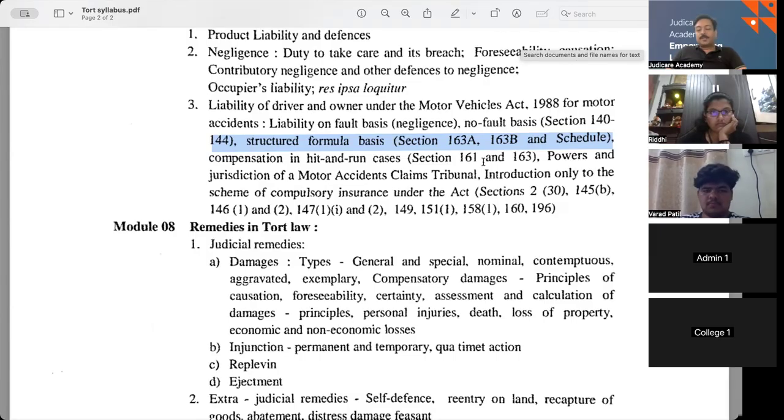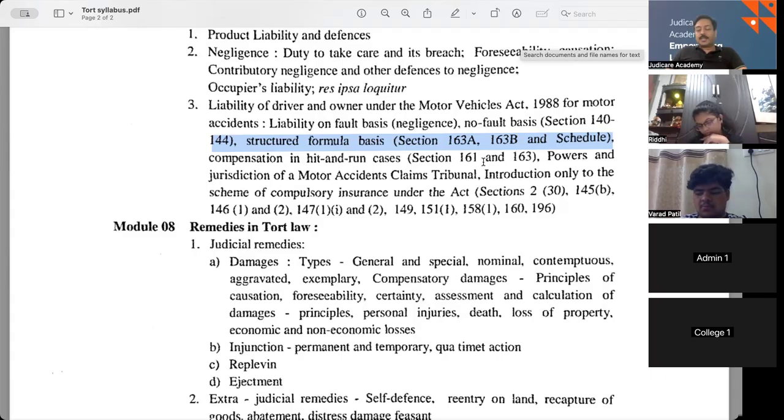Number A, in respect of the death of any person resulting from a hit and run motor accident, a fixed sum of 2 lakh rupees or such higher amount as may be prescribed by the central government. So it says a fixed sum of 2 lakh or such higher amount as may be prescribed by the central government. So minimum 2 lakh, plus if the central government has prescribed anything higher, it has to be followed that way. In respect of grievous hurt to any person resulting from a hit and run motor accident, a fixed sum of 50,000 rupees or such higher amount as may be prescribed by the central government.